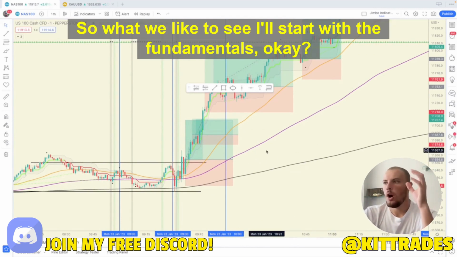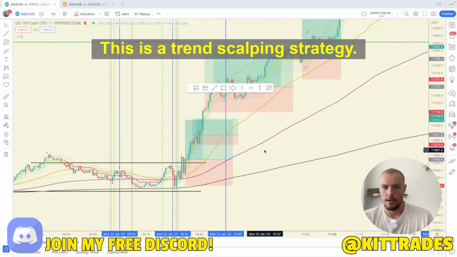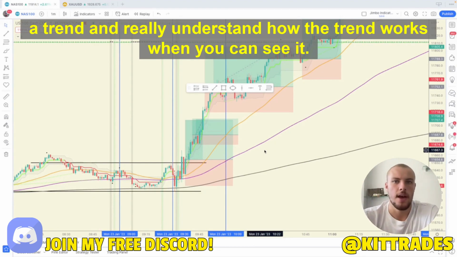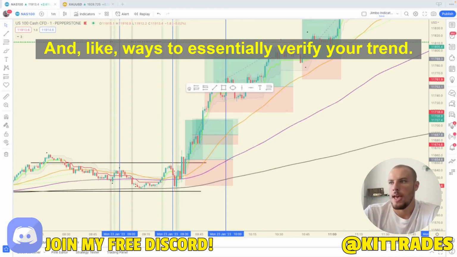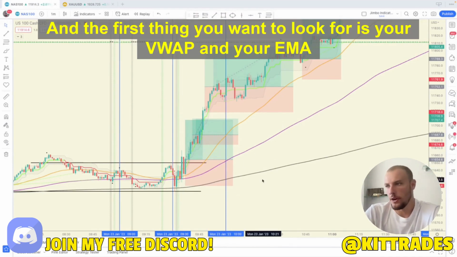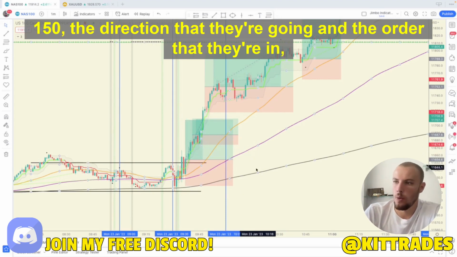So what we like to see, I'll start with the fundamentals, okay? What we're looking for is a trend. This is a trend scalping strategy. So the number one thing about this strategy is the ability to identify a trend and really understand how the trend works, when you can see it, when is a trend happening, and ways to verify your trend. And the first thing you want to look for is your VWAP and your EMA 150, the direction that they're going and the order that they're in, okay?